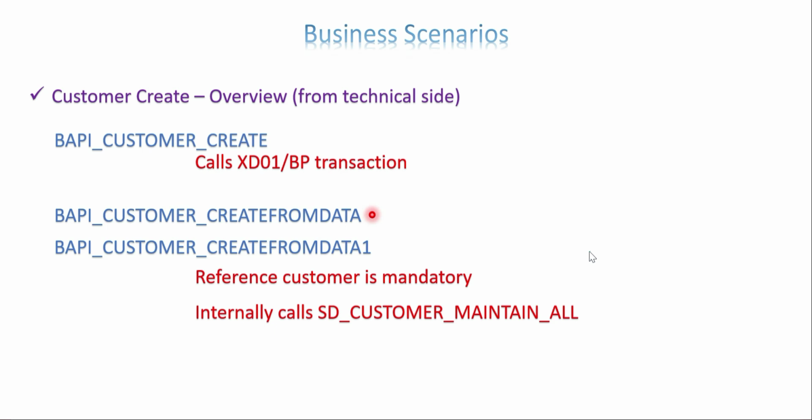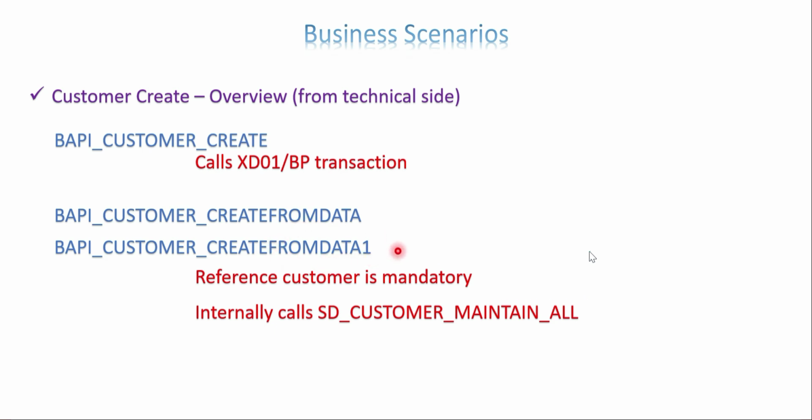You may pass very limited information, but compared to the previous one, at least you have a place where you can pass a name, very generic information of the customer. You don't have an option for company code or sales information. In the reference, you have to pass the sales area for that existing customer. And CREATEFROMDATA1 has the same functionality.